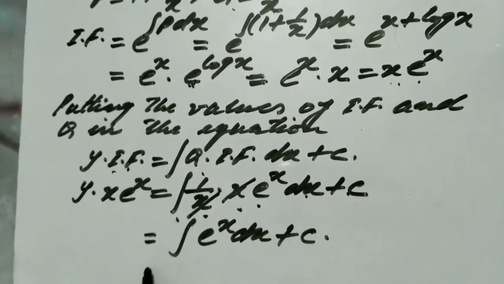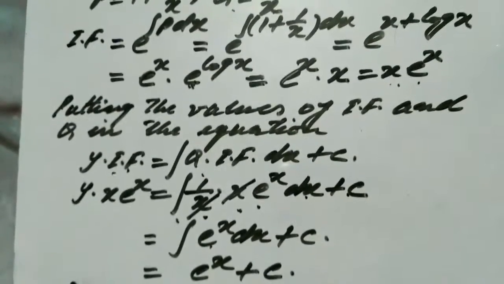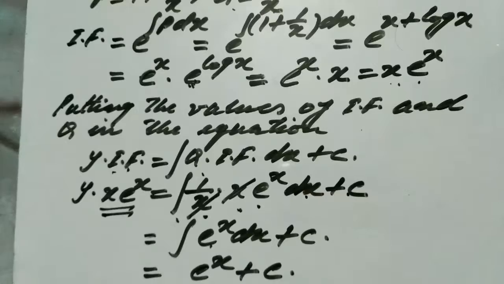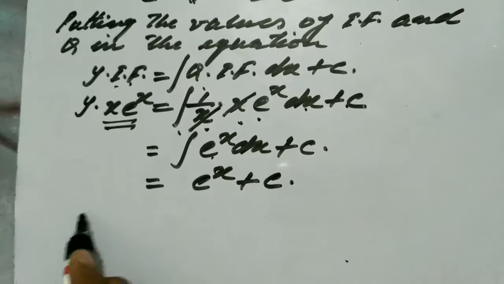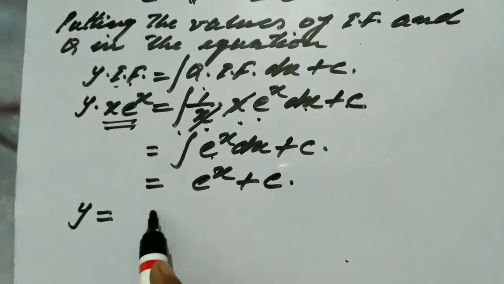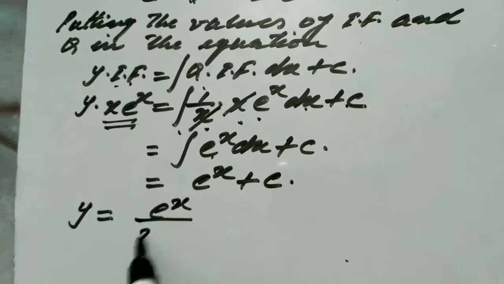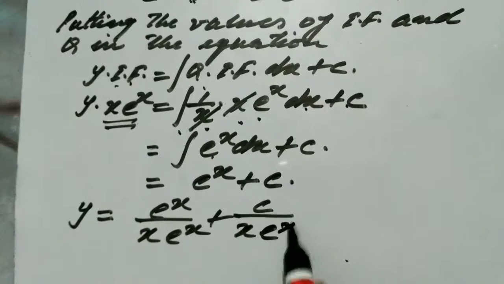So as we know that integral of e raised to the power x is e raised to the power x, so we have e raised to the power x plus c. No further simplification is possible on the right hand side now, which is the simplest form. So at last we have to transpose this integrating factor to the right hand side to get the required solution of the linear differential equation. So transposing, we have y is equal to e raised to the power x upon x e raised to the power x plus c upon x e raised to the power x.